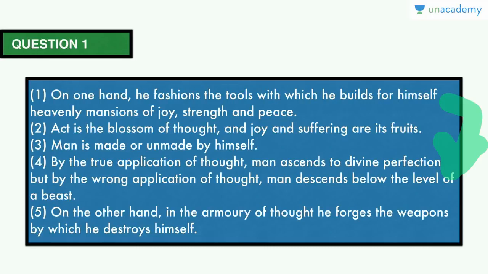On one hand, he fashions the tools with which he builds for himself heavenly mansions. On the other hand, in the armory of thought, he forges weapons by which he destroys himself. By true application of thought, man ascends to divine perfection, but by wrong application of thought, man descends below the level of a beast. Sentence 2 could have come somewhere, I don't know, but if you're talking about the remaining 4 sentences, sentence 2 looks like the excluded one to me. Let's check.